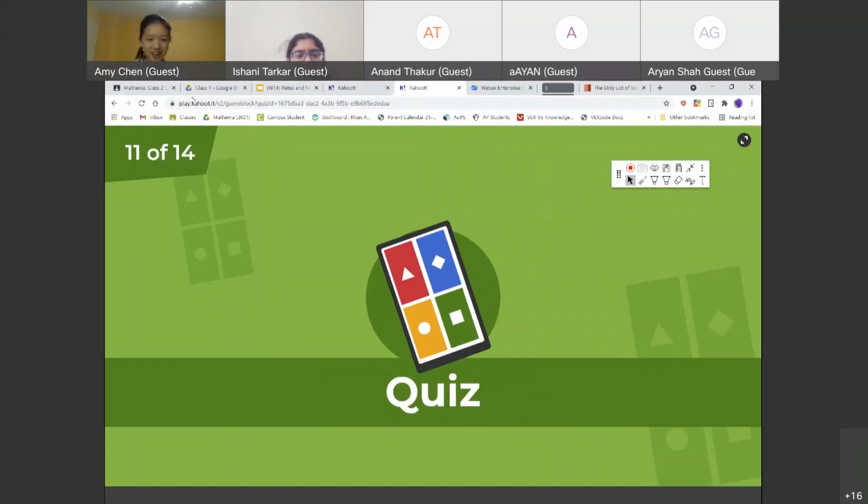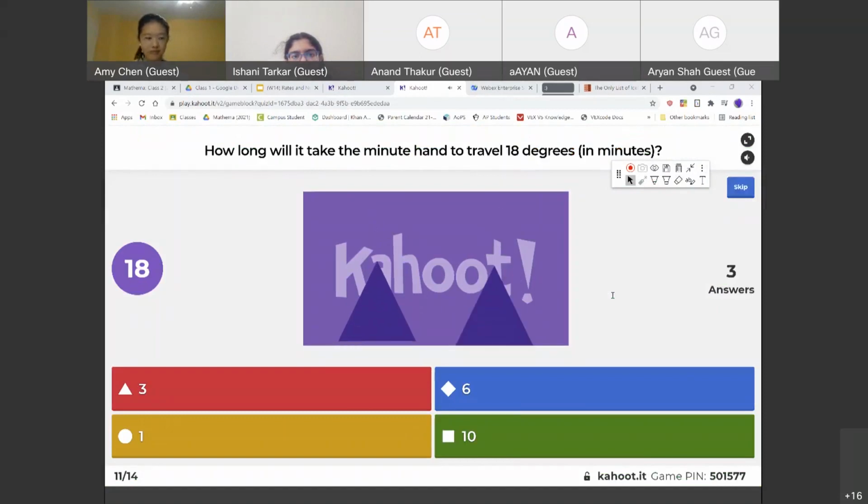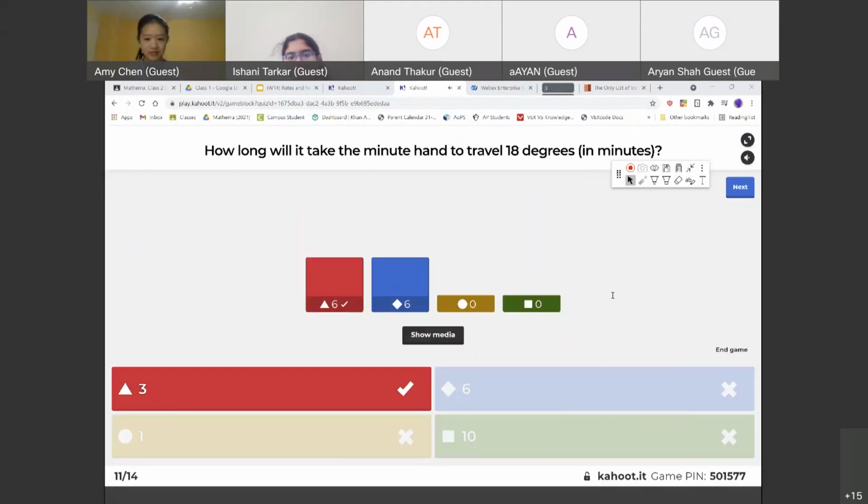How long will it take the minute hand to travel 18 degrees? Okay, so for this, you have to remember that for each minute, the minute hand will travel 6 degrees. Therefore, it'll take the minute hand 3 minutes to travel 18 degrees. So the answer would be 3.